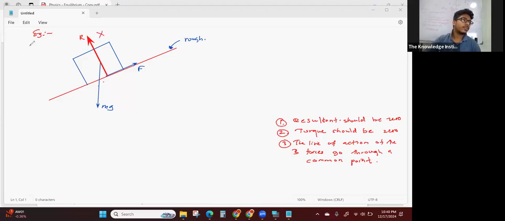The correct one should be, I'll draw the correct one. So the correct one is from here. Because this object is in equilibrium under the influence of three forces: normal reaction force R, mg, and F. Then the line of action of the three forces should go through a common point. So they all should go through this common point. Therefore the normal reaction force will be here.